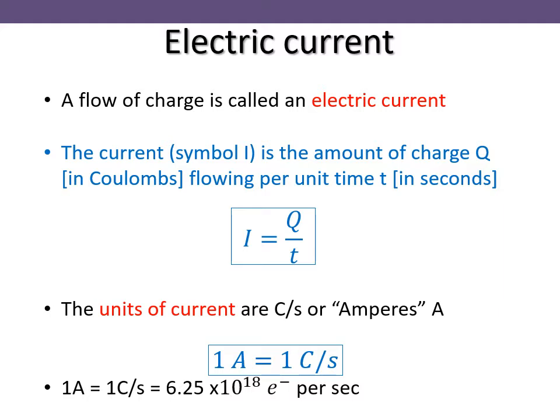So we can define an amp of current as being 1 coulomb per second. And remember from last time, a coulomb of charge is 6.25 by 10 to the 18 electrons. So 1 amp of current could also be described as 6.25 by 10 to the 18 electrons per second.